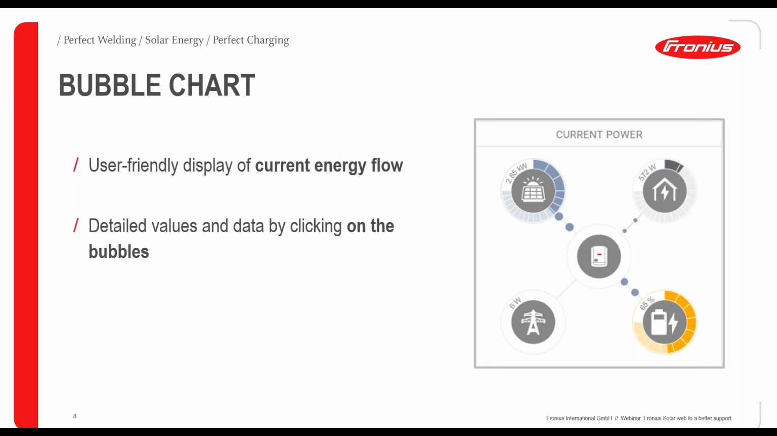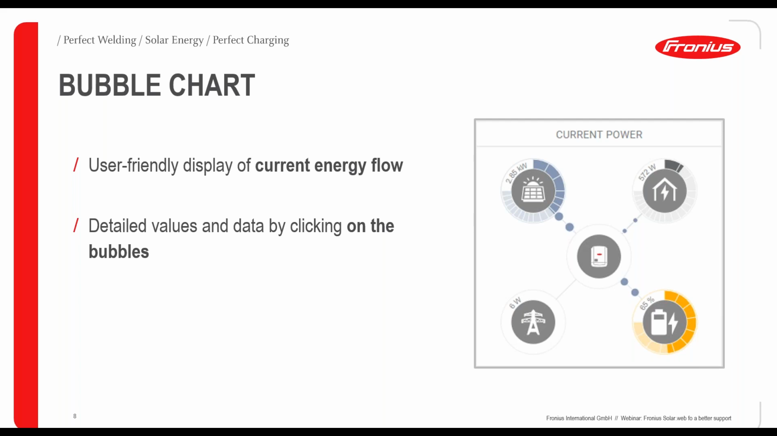Then when you have your system in SOLAR.WEB, you see on the first page the bubble chart, the current power, what's going on at the moment. You see the energy flow from PV to the loads, the household consumers, as well as to the grid, and probably as well the battery if you have a battery connected.